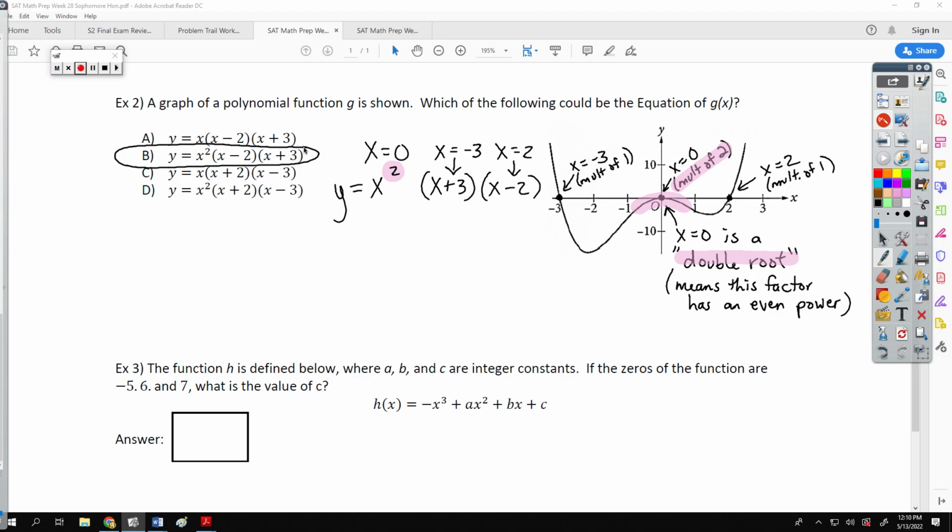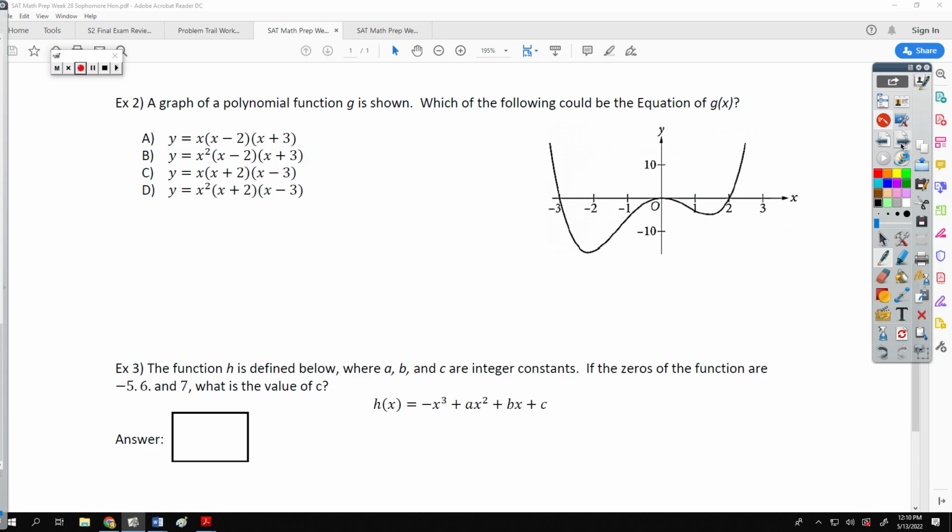Choices A and C do not have a multiplicity of 2 on the x. Plus, the signs are backwards on C. And then on D, the signs are backwards. So the only choice is choice B.